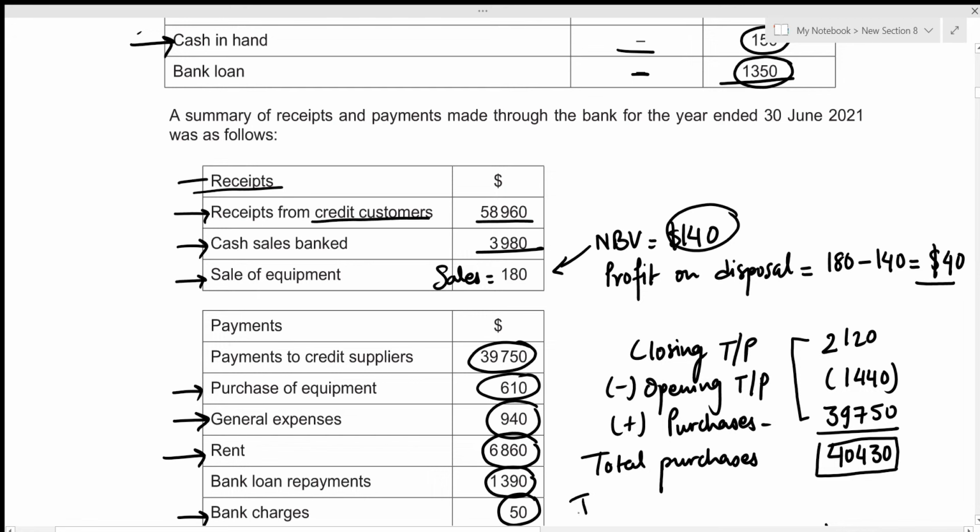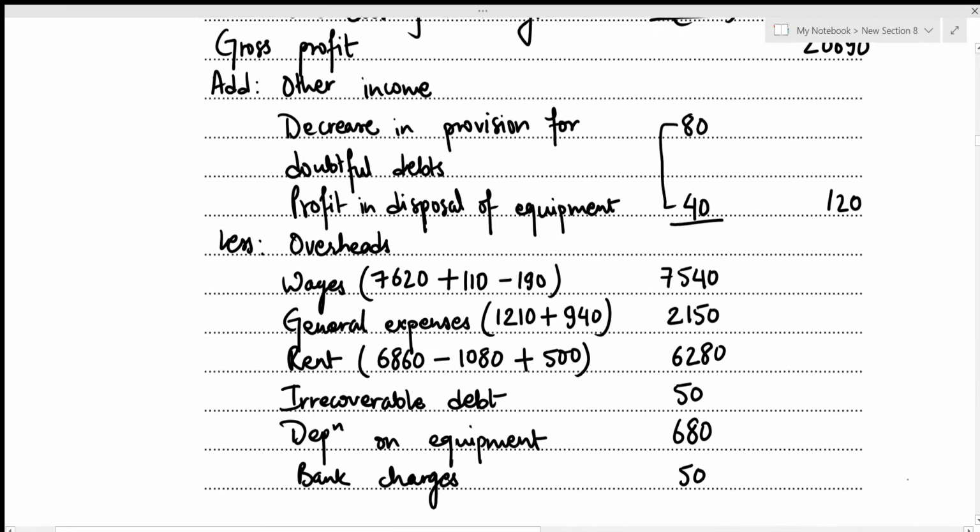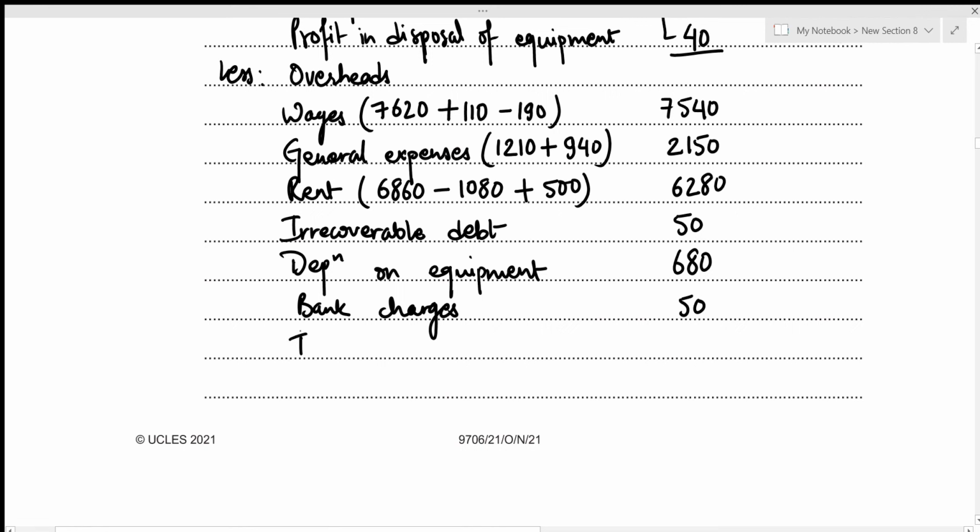So let's figure out the interest. This is just the difference between the repayments and the actual bank loan. So that's 1,390 minus 1,350, which gives the interest to be 40. So the interest charge should also be recorded in our income statement. Let's do that. So we can write it down as bank interest, and this amounted to 40.